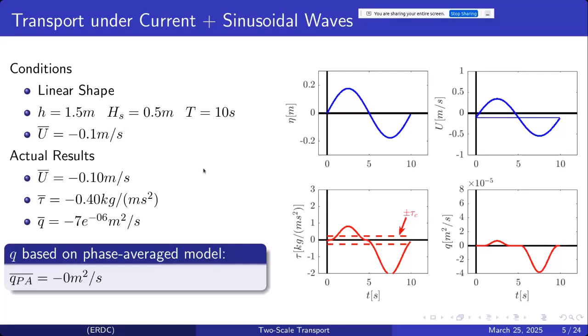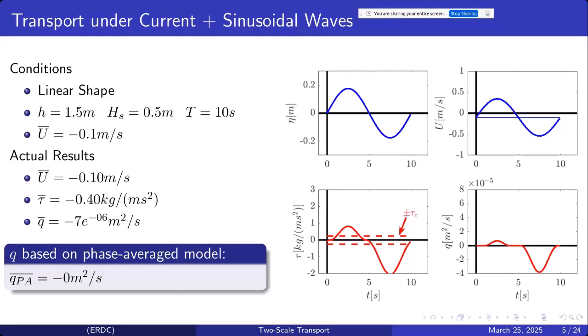The problem is that if we were to apply a phase-averaged model and we use just the current part of this in order to develop the shear, you'd end up with a result that says that it's 0 meters squared per second. So here we start to see why including the details of the phasing of the waves might be important in the overall problem.